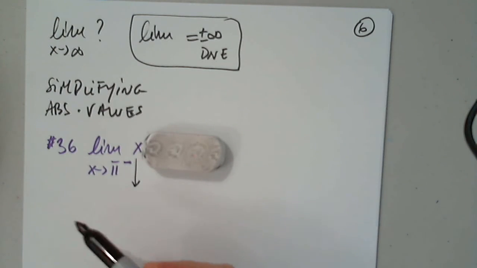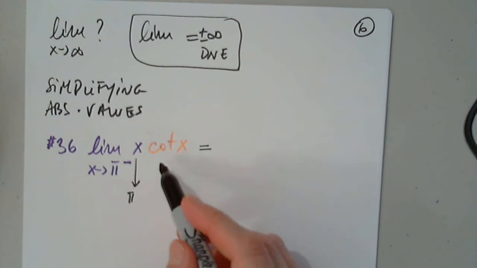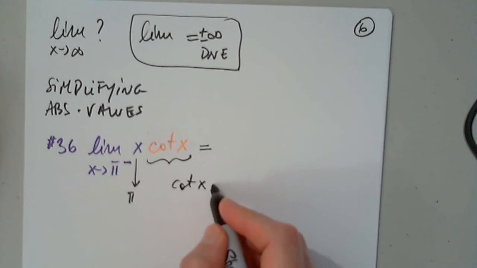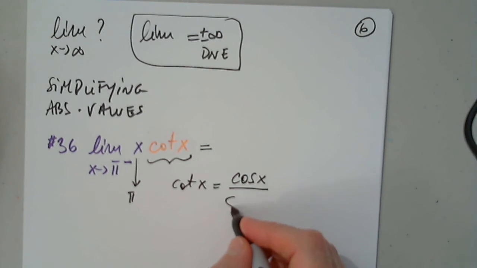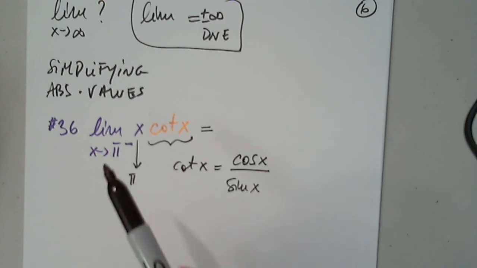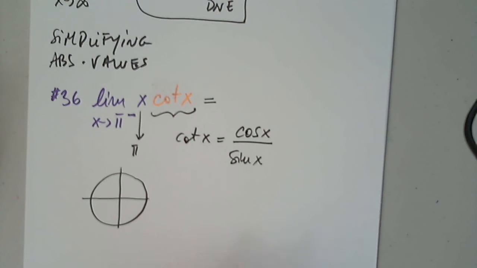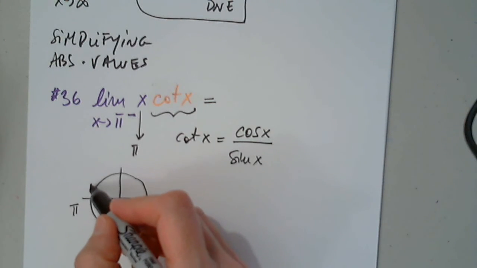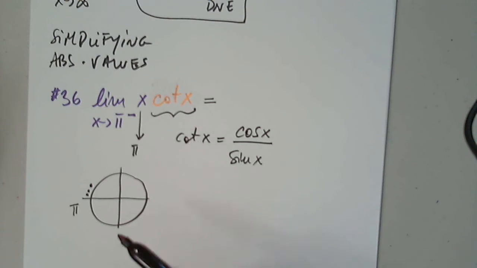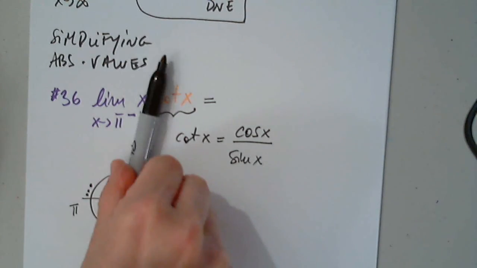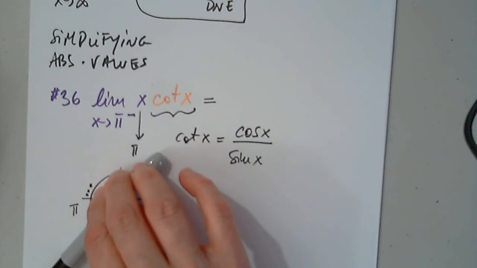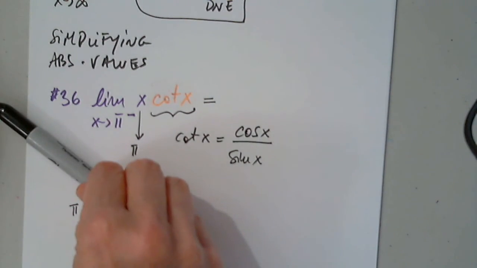Who cares? When x approaches pi, this approaches pi. So there was no problem with that x. So now let's see what this is. And I remember that cotangent x is cosine x over sine x. Next thing is I have to picture the unit circle. And I know where pi is. Here's pi. Pi from the left means here, with angles smaller than pi. Not more than pi, with angles smaller than pi.